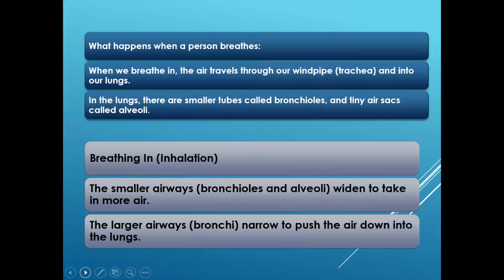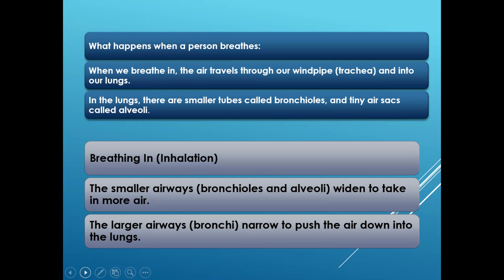What happens when a person breathes? When we breathe in, the air travels through our windpipe, also known as the trachea, into our lungs. In the lungs, there are smaller tubes called bronchioles and tiny air sacs called alveoli.